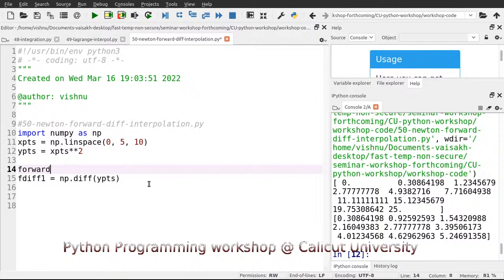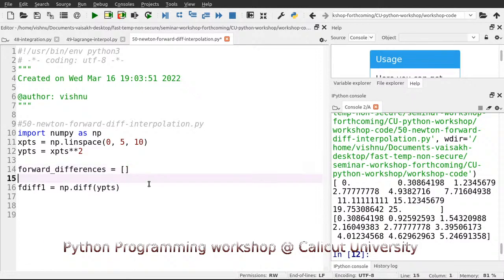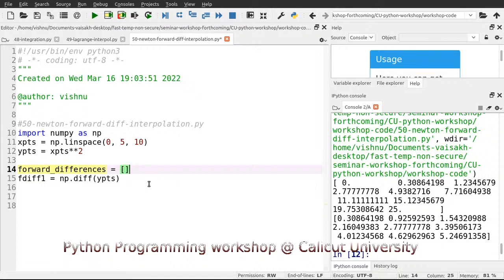So forward differences equal to, let us put it as an array, forward differences. Initially we have this one. So what should we do? Initially we computed this. Initially we can take, so we need y0 also. Therefore let us put the first one to be consisting of this. So let us append.